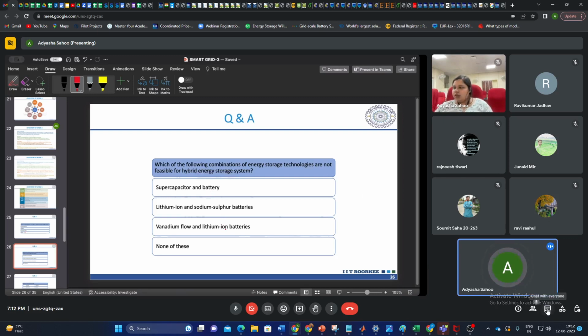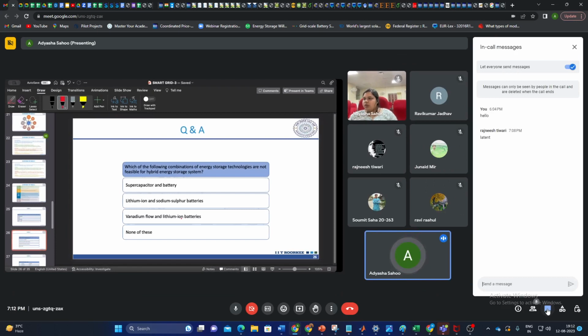Will anyone like to take a guess or answer if they know? You may type in the chat box, that will also do. So basically we know supercapacitor and battery we discussed. This is high power, this is high energy. Lithium ion is again high energy, sodium sulfur is high power. This is again high power, this is high energy. So basically all these are hybrid energy storage systems. So the correct answer is none of these.